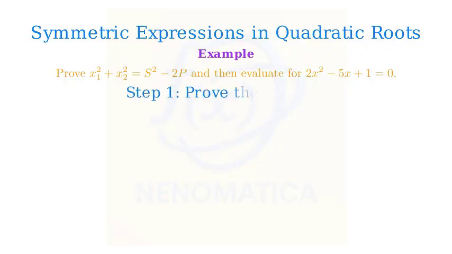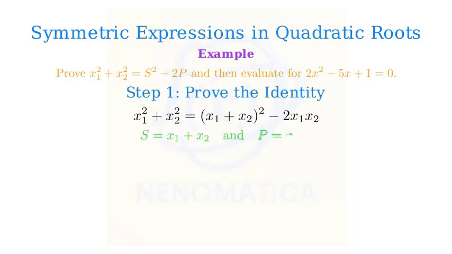Step 1. Start with the algebraic identity. The sum of squares equals the square of the sum minus twice the product. We'll then replace the sum by capital S and the product by capital P.